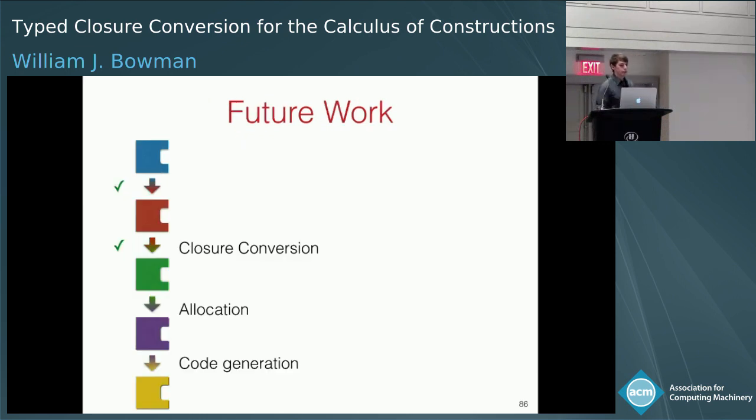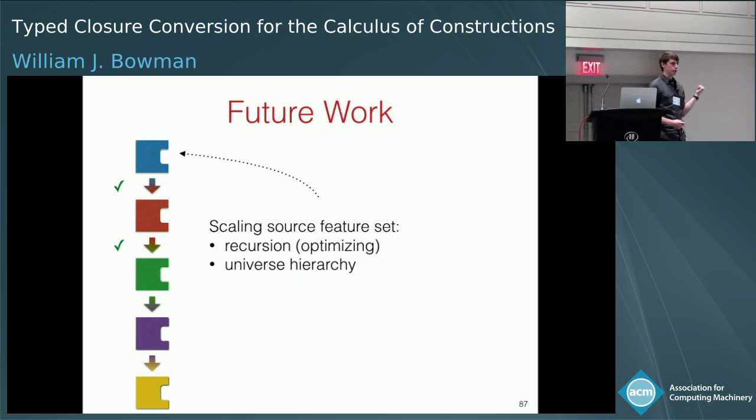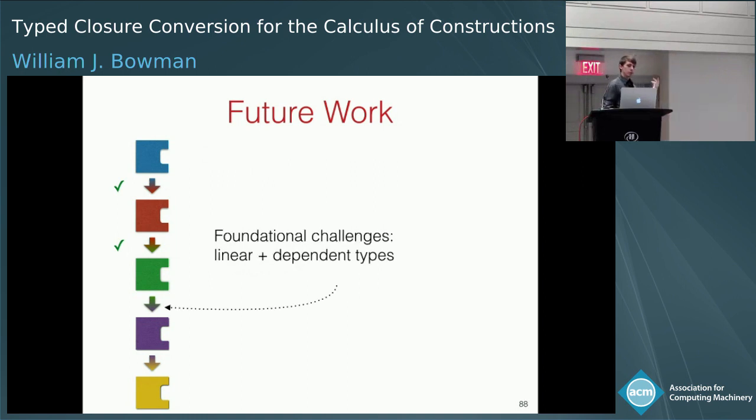All right, I'll just say a few things about future work. This is the calculus of constructions, but Coq actually uses the calculus of inductive constructions. So we need to scale to recursion, which we should be able to do because we spent a lot of time designing this to do that. We should be able to scale to the universe hierarchy since we don't rely on impredicativity. There are a few more challenges down the pipeline.